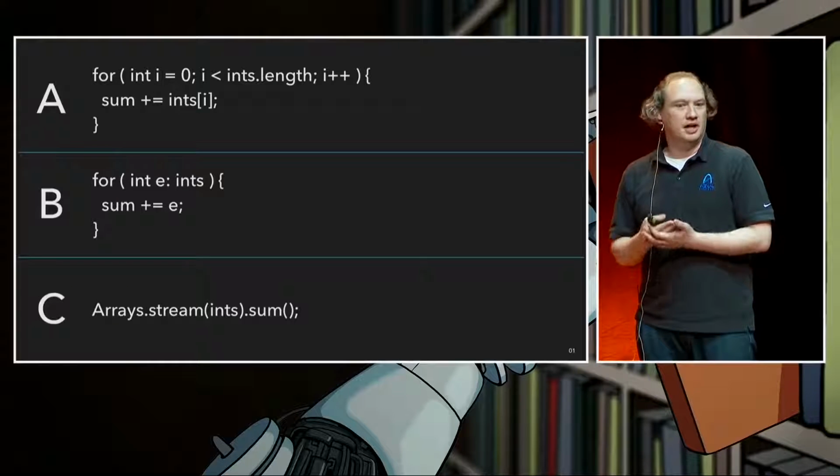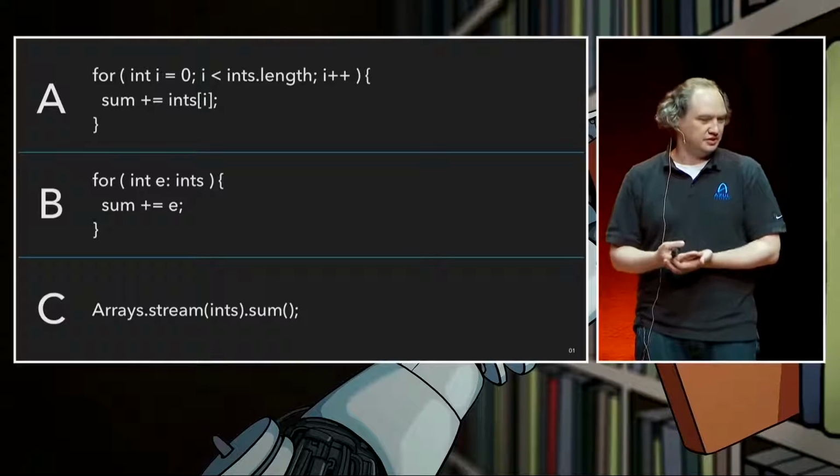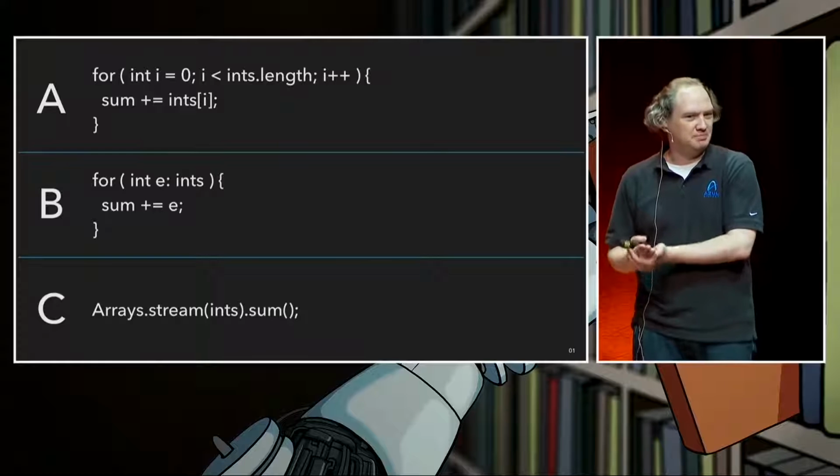Now, if you came to the talk last year, you'll know that there's actually a very strange corner case if there's a call inside the loop where B might be faster than A.